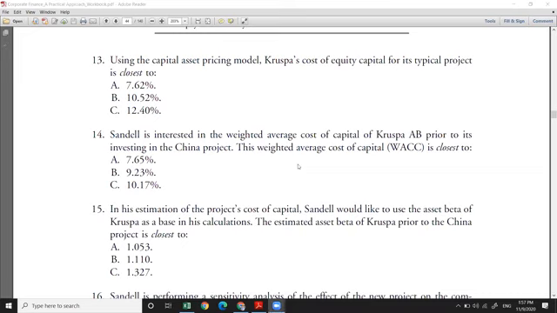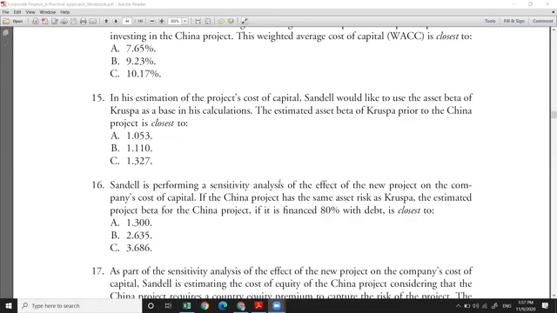So if you know the formulas and the meaning behind the numbers that you're using, you can calculate very fast and get the numbers. In question 15, the estimated asset beta for KRUSPA prior to the China project is closest to. So we need to calculate the asset beta, or unlevered beta. We need to just substitute everything into the formula as well.